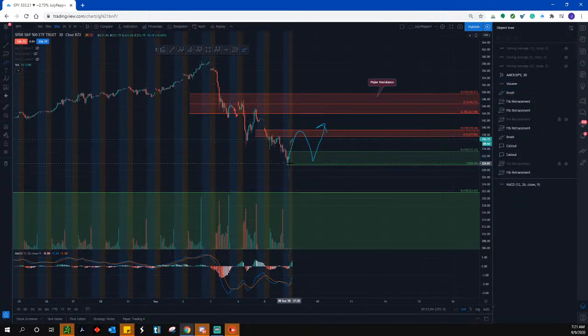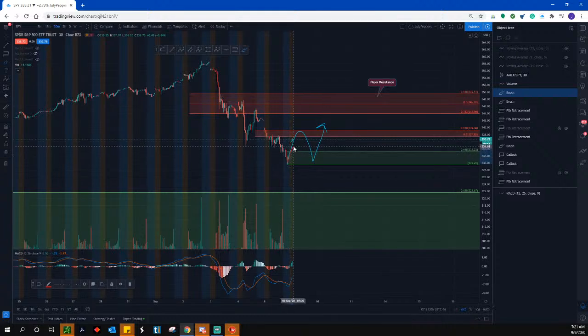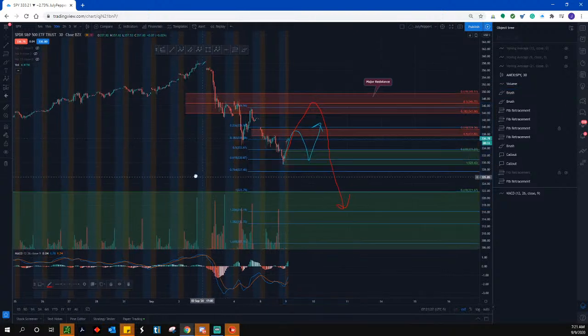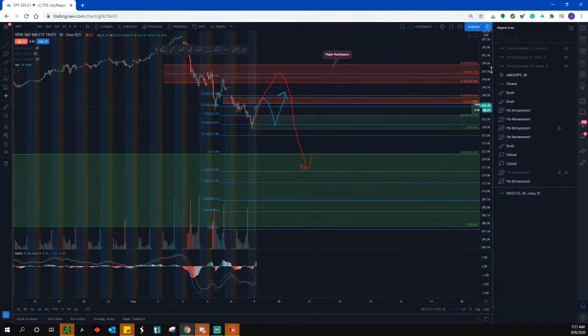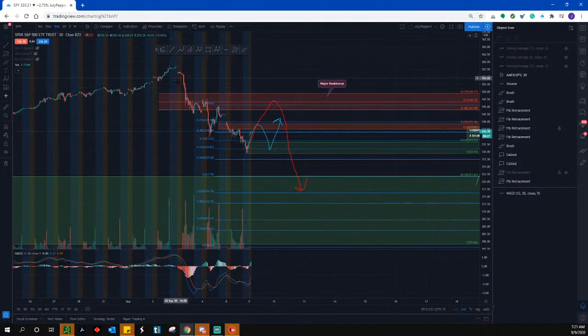Okay. So what I also can see happening is coming up. We get into major resistance, and then we take it back down. Okay. Here's why. This is my fib analysis.